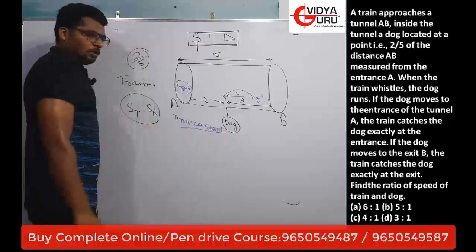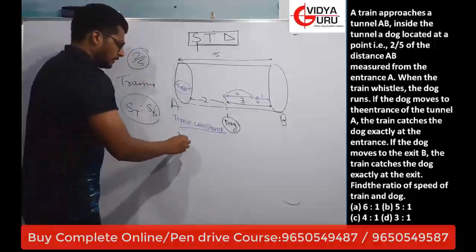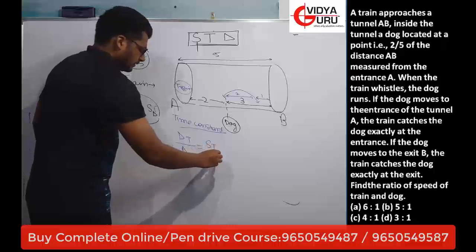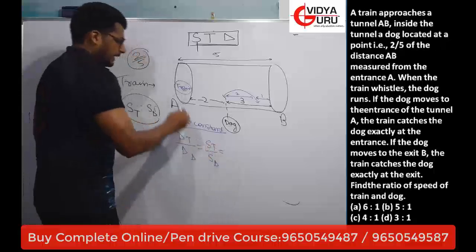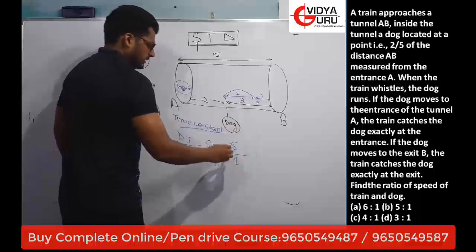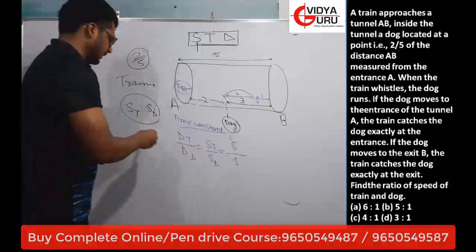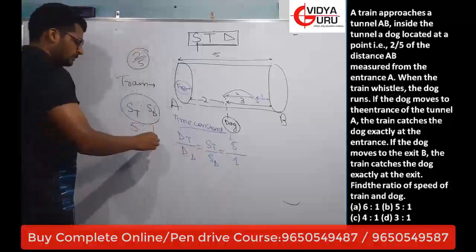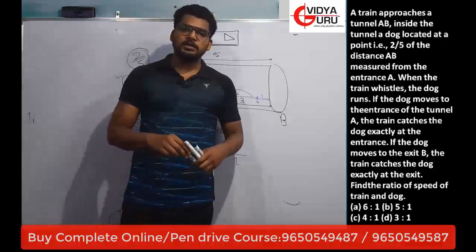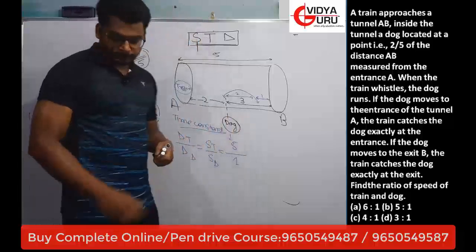Time is again constant, so the ratio of distance and speed will be equal. In that time, the train covers 5 distance and the dog covers 1 distance. This is the ratio of distance, so this will be the ratio of speed also. So what is the ratio of speed? 5:1. Option B is the correct answer of this question. So moving on to our next question.